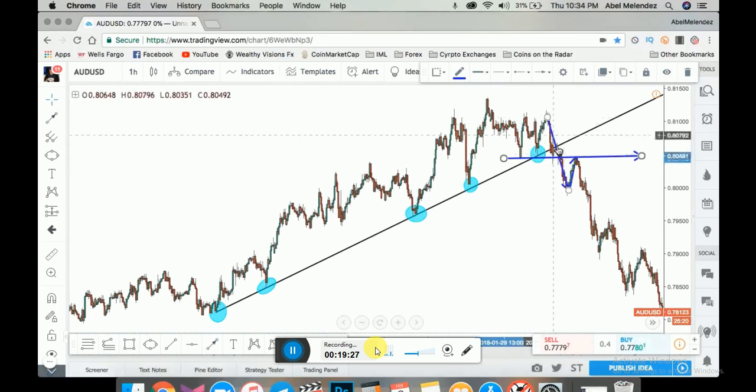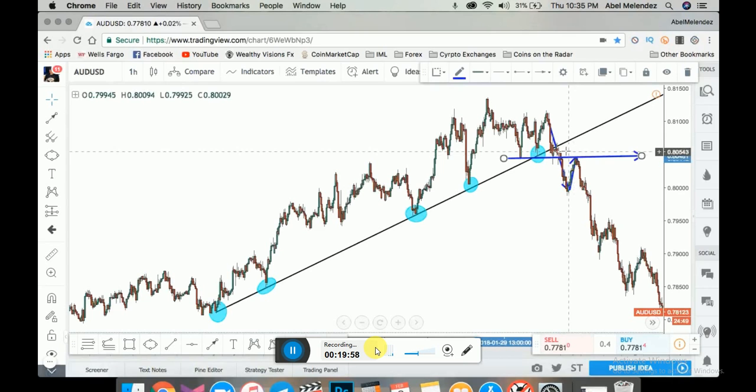So we broke this level, this strong move. Look at this pullback right back into this structure level right here. That is beautiful. This would have been a gorgeous entry for a sell. And as you can see, this thing completely just dropped. All right. So this was a strong trend line. We waited for a strong break of it, not just this little thing, a strong break. We wait for the pullback, and this would have been our entry. And that's how you take very nice entries using trend lines, guys.